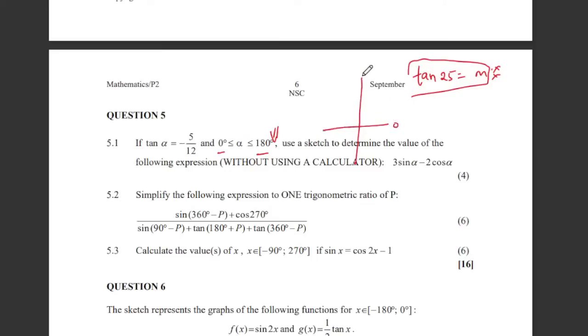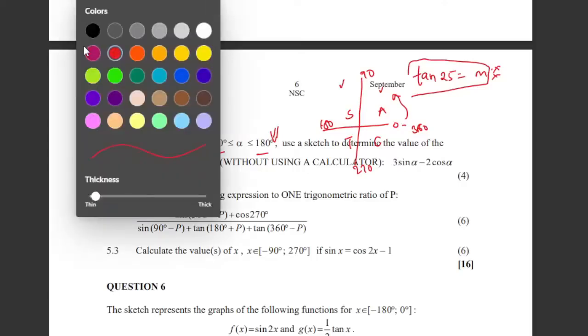So looking at 5.1, you need to know your Cartesian plane. So 0, 90, 180, 270, and 360. We measure angles in the anti-clockwise direction. They told us between 0 and 180, so we're looking at quadrant 1 and quadrant 2, from your CAST diagram. Now we look at your tan. This tan is negative. So between quadrant 1 and quadrant 2, where is tan negative? It's quadrant number 2.